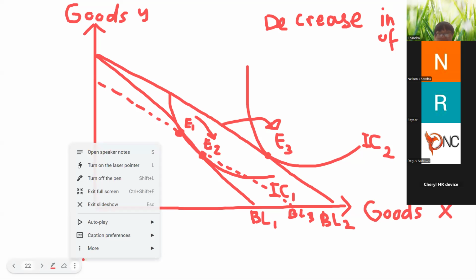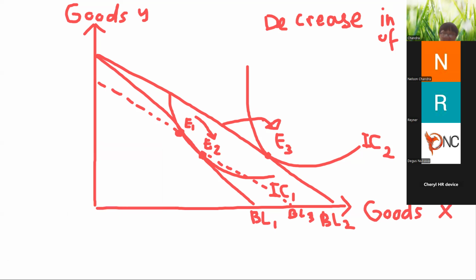So that will be the situation on how to draw the indifference curve and budget line step by step. You have to draw the base diagram, and then you need to determine the scenario. You can draw the indifference curve, point the equilibrium point, and then draw the imaginary budget line that will be parallel to the new budget line.